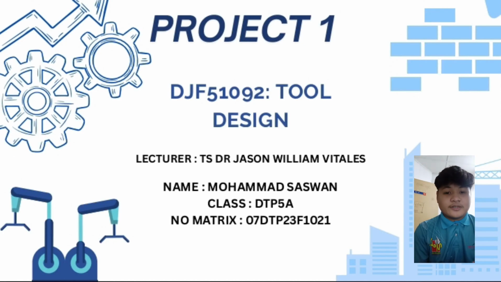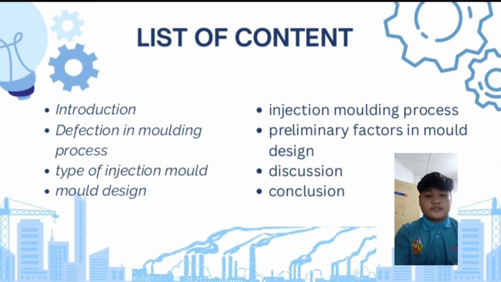My matrix number is 07DTP23F1021. Today, I'm going to present about Project 1 tool design. So this is the list of content: introduction, defect in molding process, type of injection mold, mold design, injection molding process, preliminary factor in mold design, discussion, and conclusion.